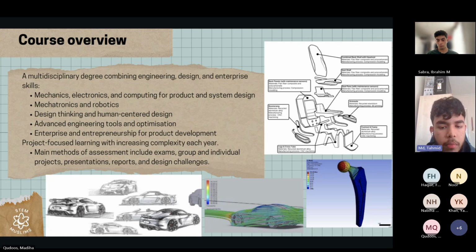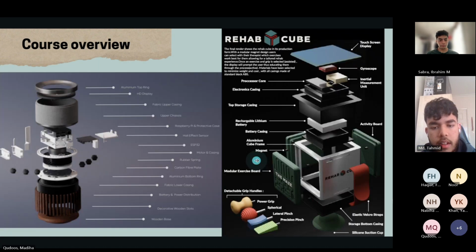So one of my modules was to create a car and then do the finite element analysis on it, and just do a lot of analysis on that model, right? And I've got a bunch of those down there. And then, as you can see, yeah, we can move on to the next slide.